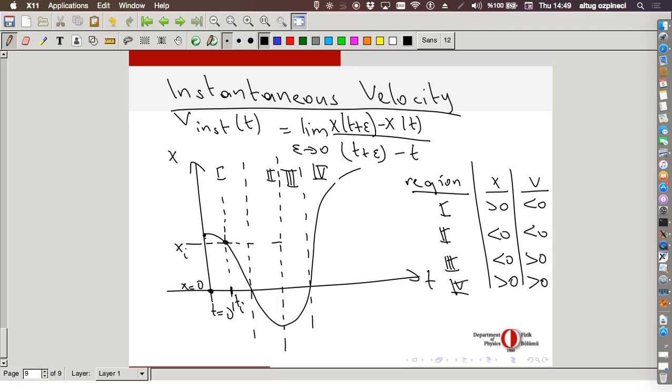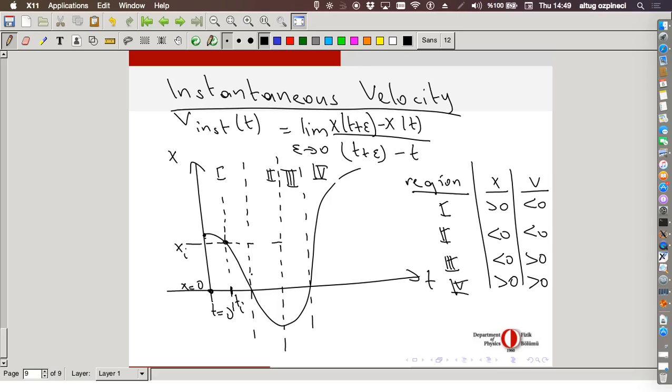Now, the direction of the position of the object and the direction of the velocity of the object are not related with each other. It can be in the positive direction itself, but moving in the negative direction. It can be in the negative direction, but moving in the positive direction. It can be in the negative direction and moving in the negative direction, etc.